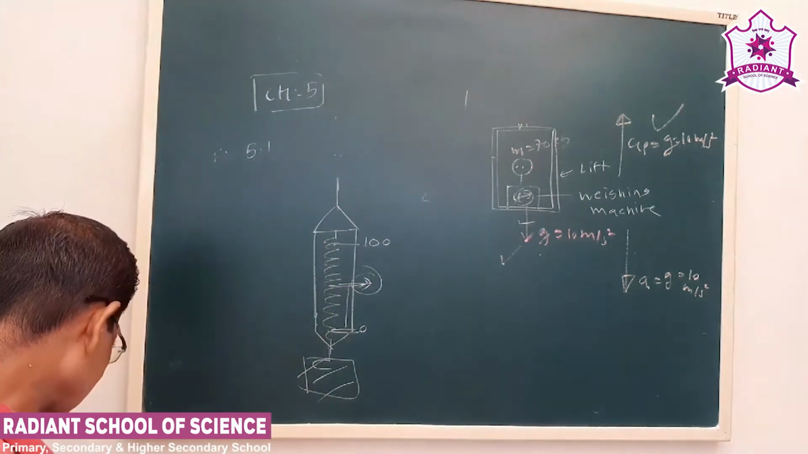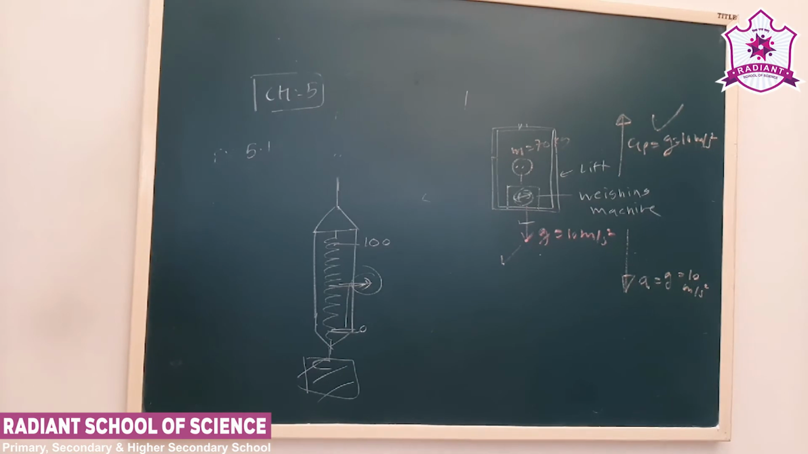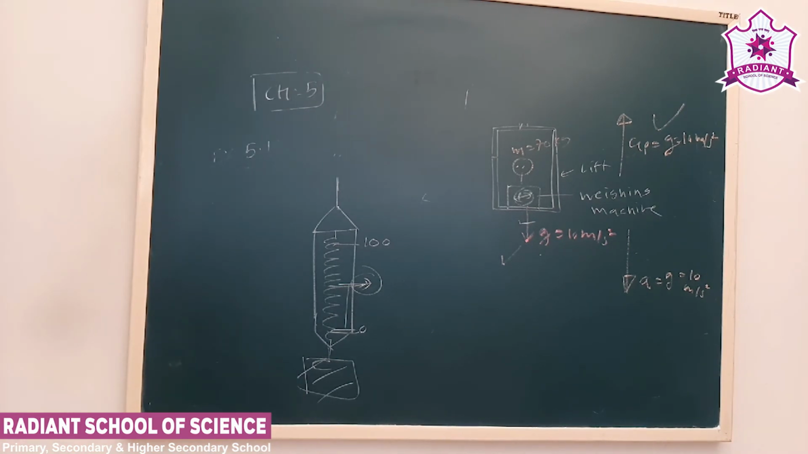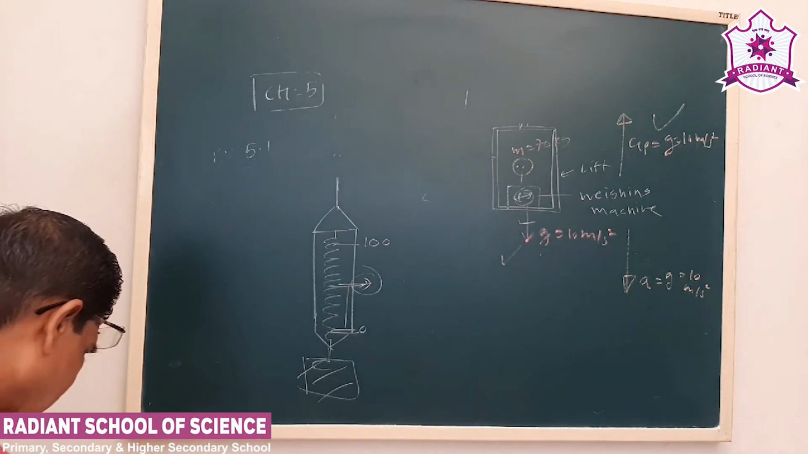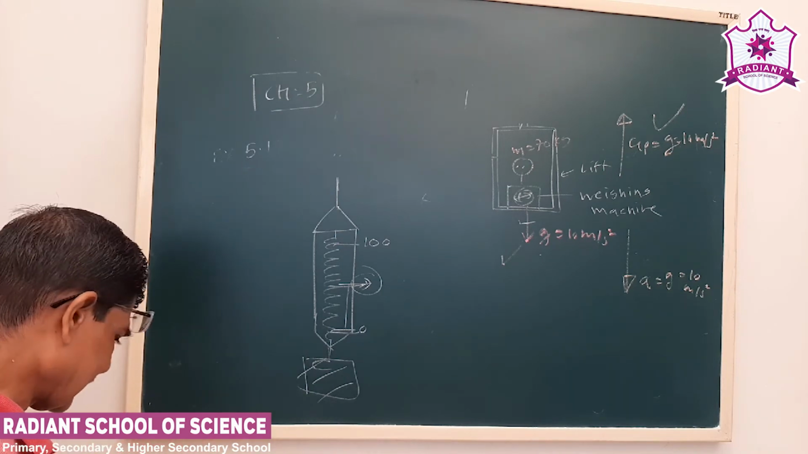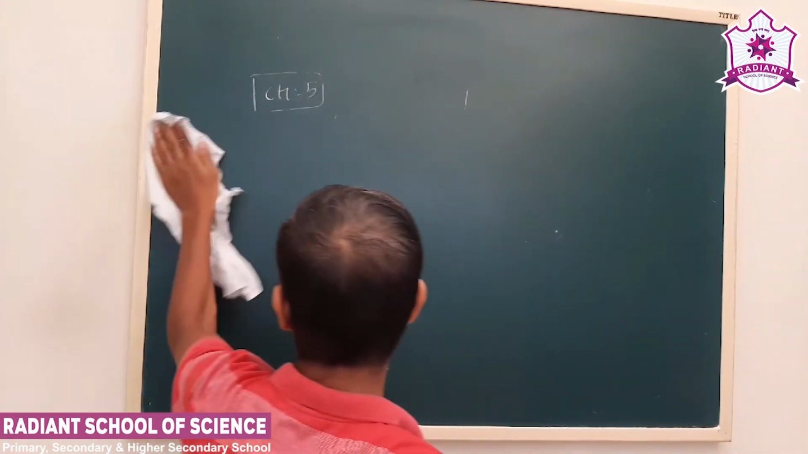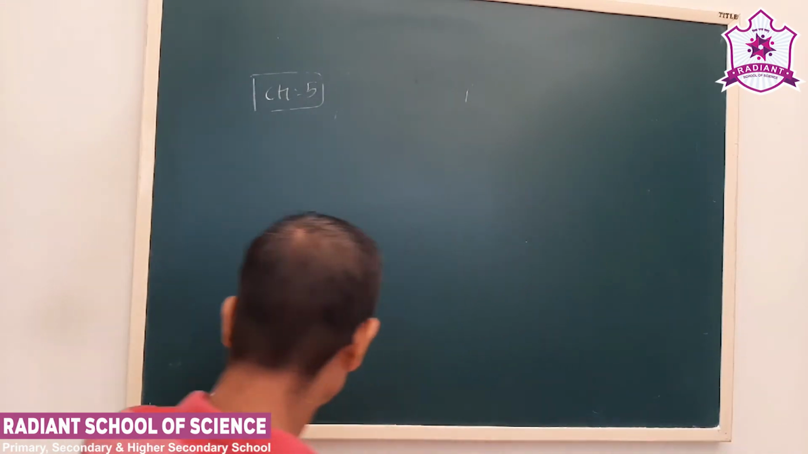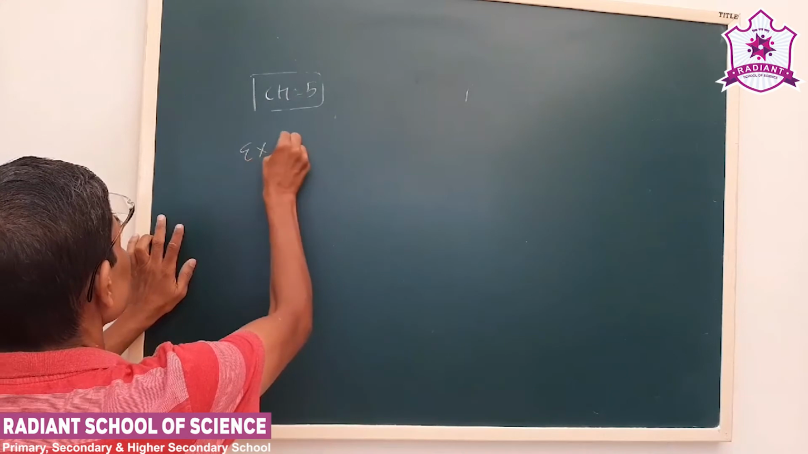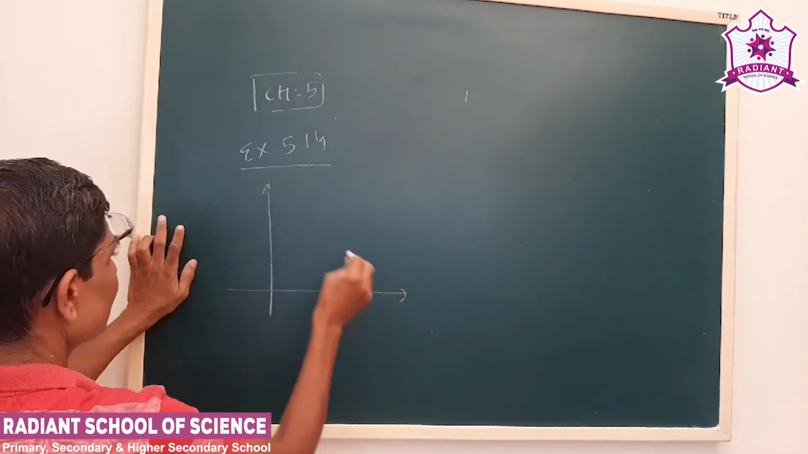So that is nothing but our example, exercise number 5.13. Now, next is exercise sum number 5.14. Now it is based on a graph. Here an x versus t graph is given.